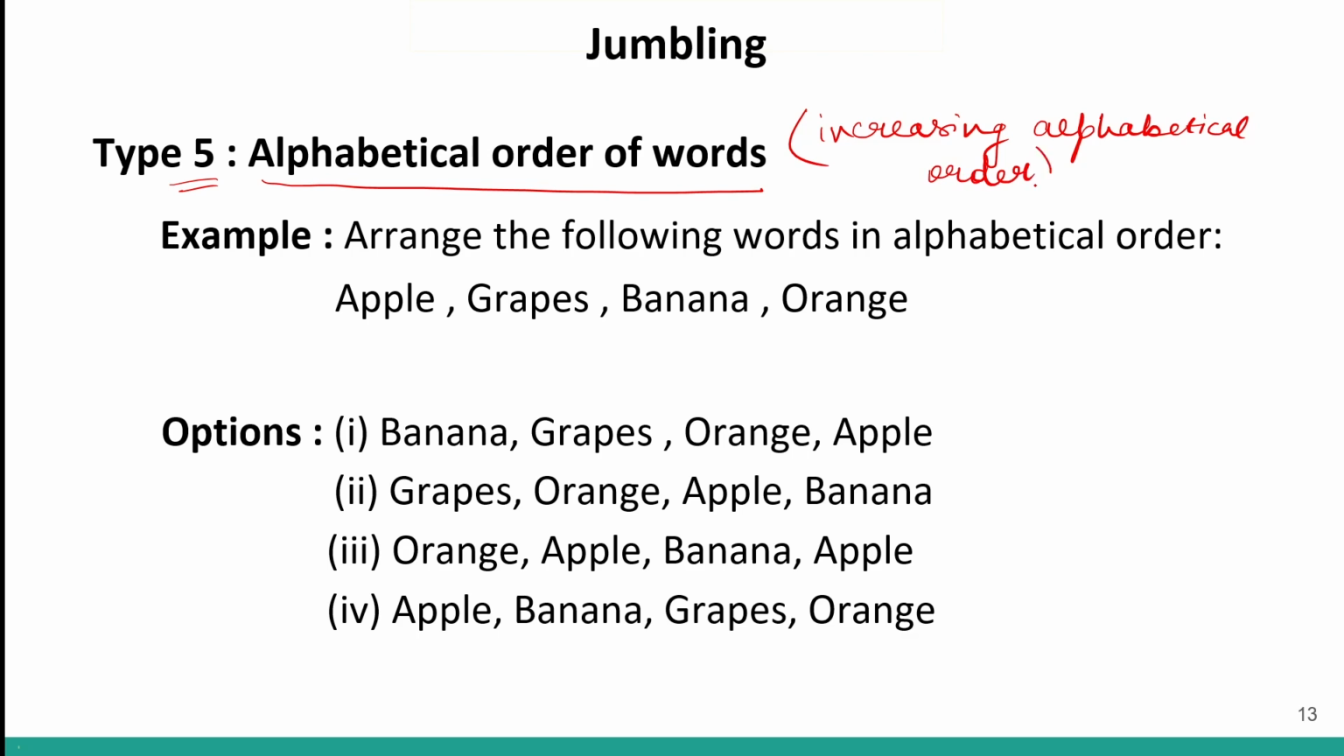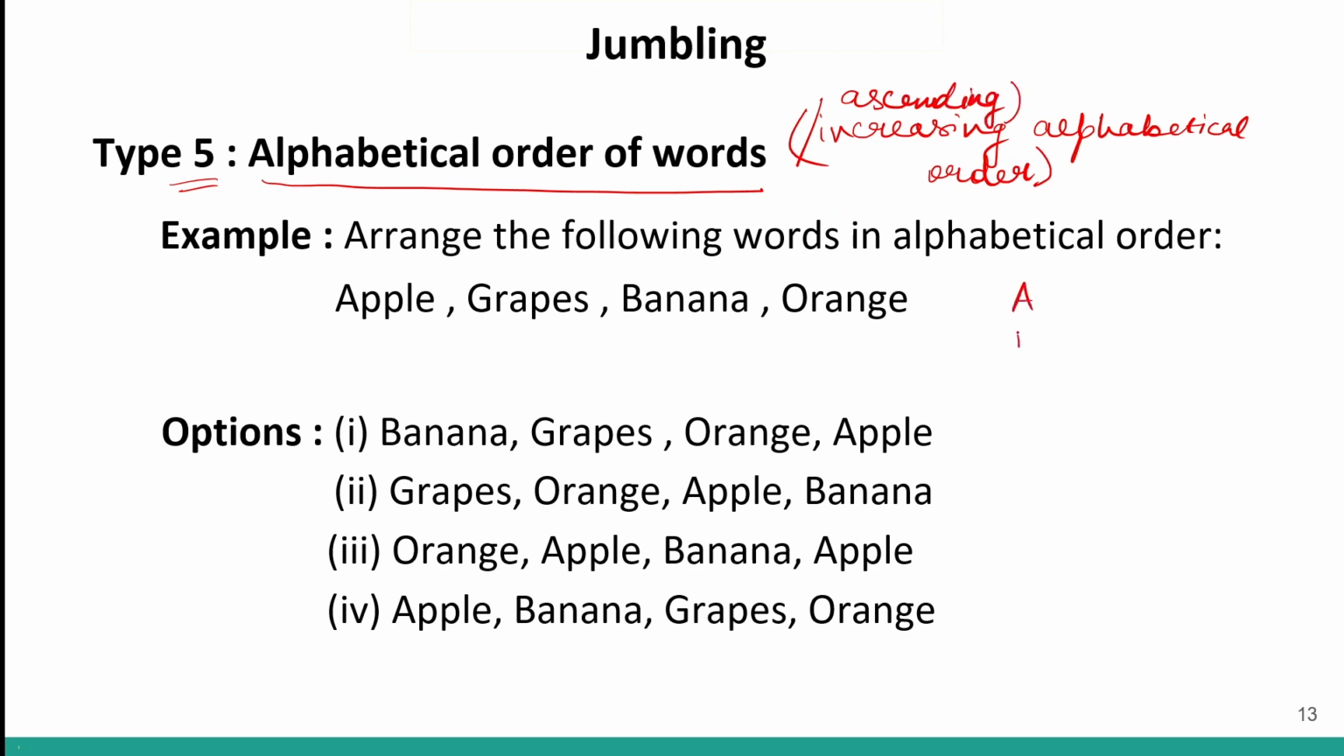So until and unless it is very specifically mentioned in the question, we do not deal with decreasing alphabetical order. Alphabetical order by itself means increasing or ascending. What is the alphabetical order?